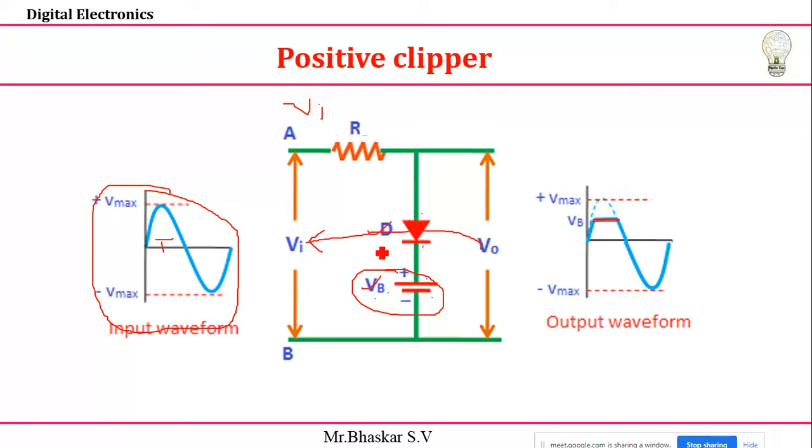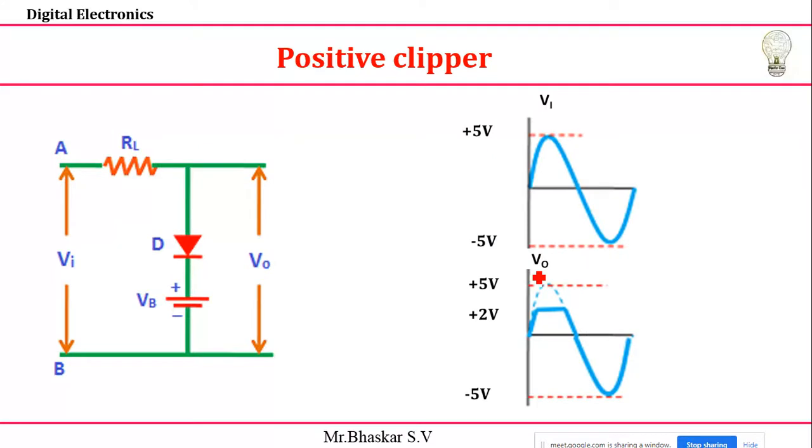Same thing, but here it is how to design: how to find out my biasing voltage and how to find out my resistor. That is a very important thing. Let's move on to that. For explanation purposes, I'm going to take an input signal of 10 volts peak to peak.